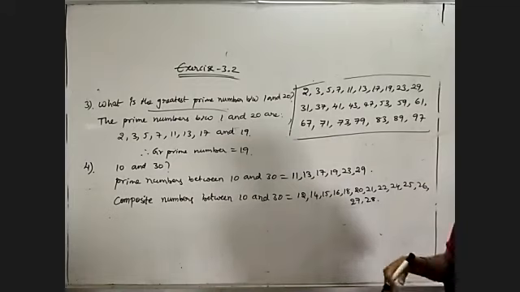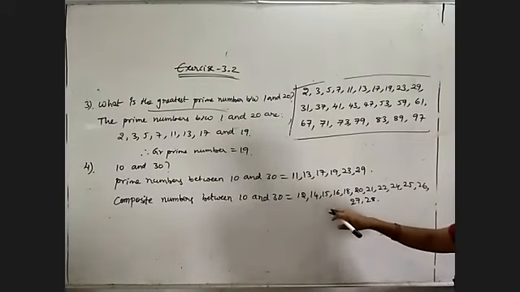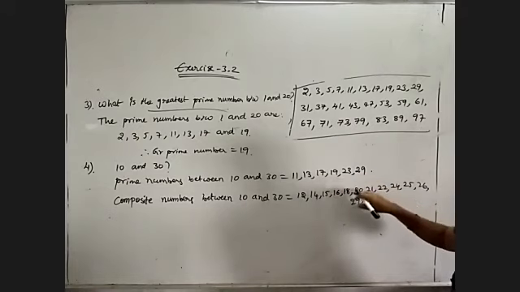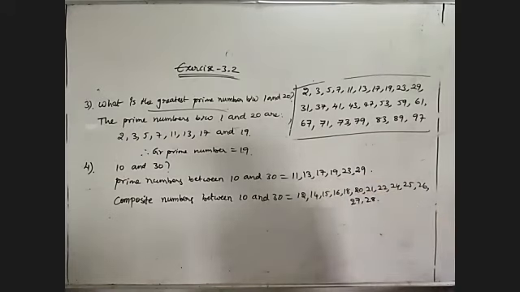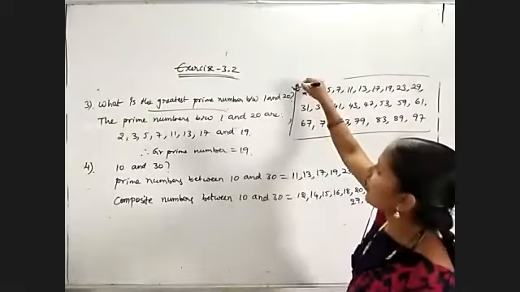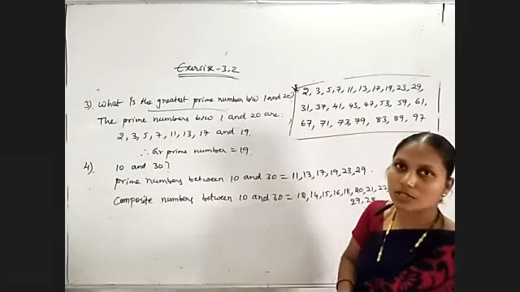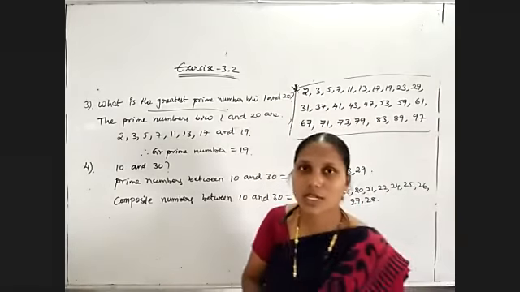That's all. These are the composite numbers between 10 and 30, and the prime numbers between 10 and 30 are these. That's all. Okay, so you need to remember these numbers. Having these numbers only, we can simplify the next questions. So we will see the next questions in the next class.